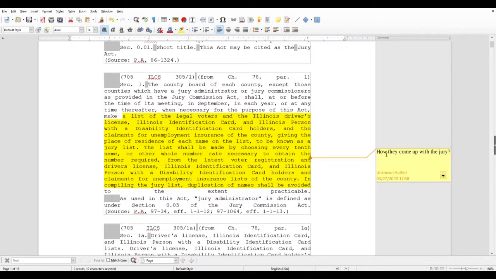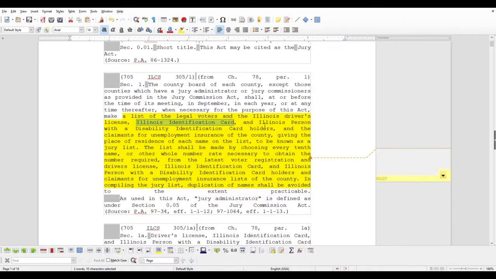Anyway, the first question is, how do they come up with the jury? Well, they take identification cards, disability identification cards, driver's licenses, and people who've made unemployment insurance claims. Actually, they should just take everybody from unemployment, because you're not doing anything, just sitting around. So those people can just go and be on the jury.